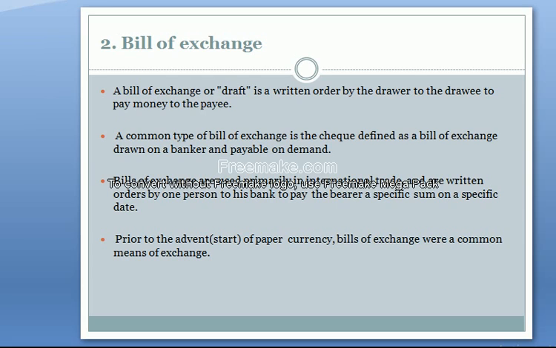Prior to the advent, the start, of paper currency, bills of exchange were a common means of exchange. Look at, the bill of exchange was used as a medium of exchange when there was no concept of paper money. The bill of exchange by itself is a kind of money. Clear? Now, one question comes to mind: how does the bill of exchange work?